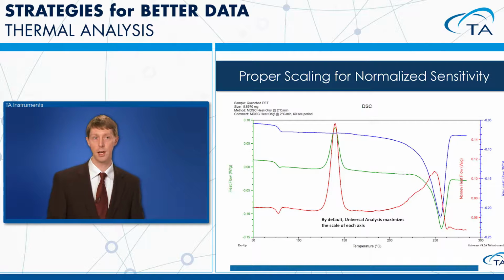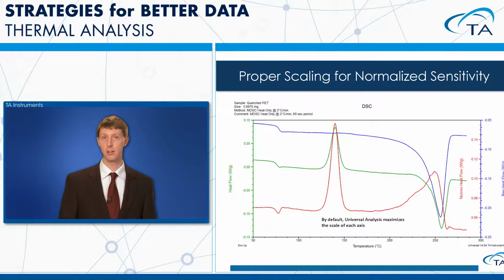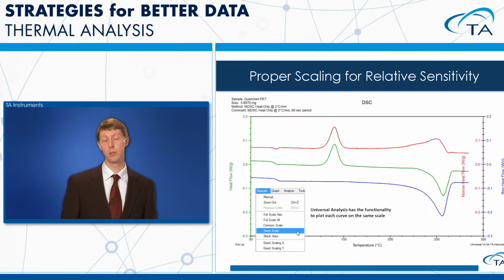So here you can see a modulated DSC run that is opened up in Universal Analysis. Now by default, Universal Analysis will maximize the scale for each variable on each separate axis. And so in this case, you can see in the red curve, it appears as if there are transitions that are much larger in relation to the other two variables that show up on that plot. So what you can do is go to the rescale menu and choose same scale.